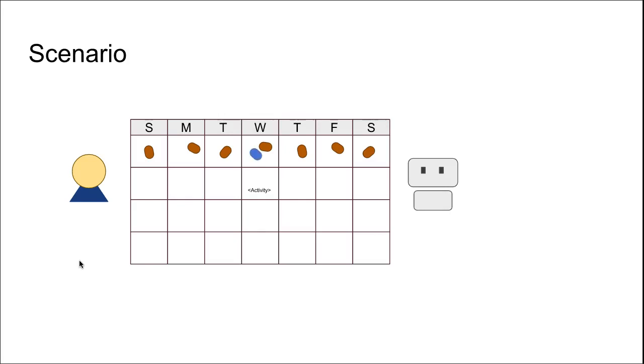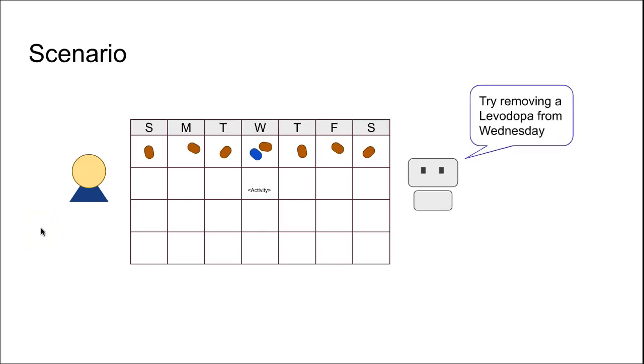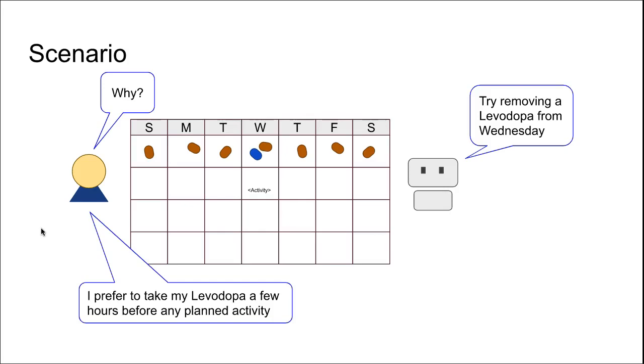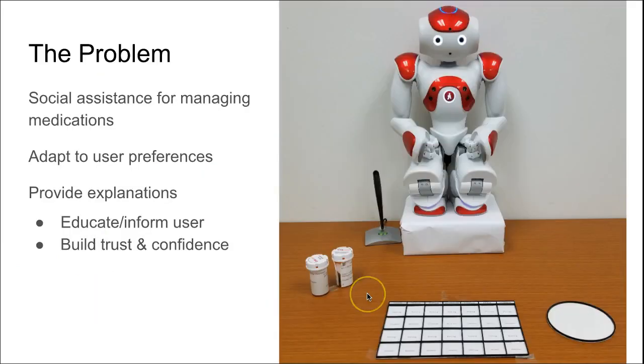So the person places the pill in the morning position. The robot sees this and thinks, this isn't quite right. So it interjects, try removing a levodopa from Wednesday. And the person, quite confused, wants to respond, why? I prefer to take my levodopa a few hours before any planned activity. So how does the robot answer this question? How does the robot adapt to the user's preference?